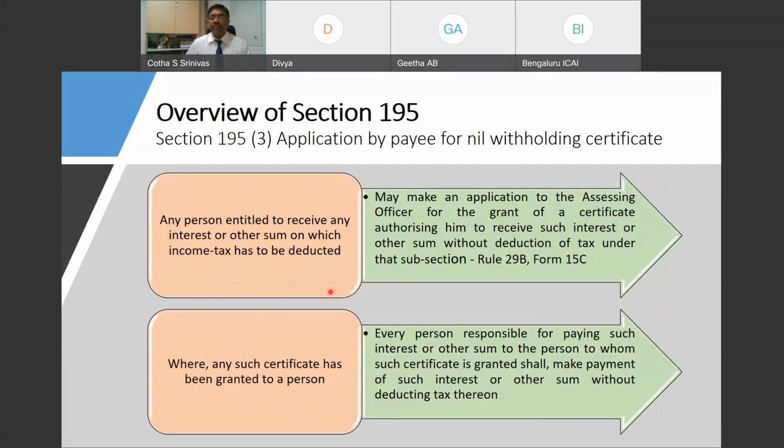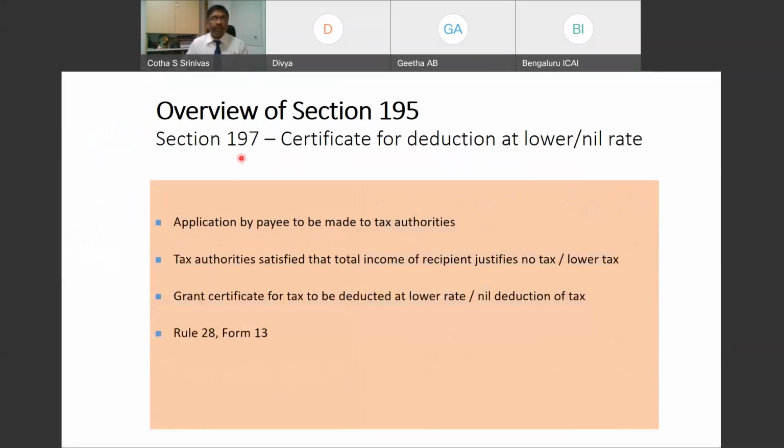Then 195(3) is a situation where the non-resident feels the entire sum that has been received is not income in his hands, so he can claim a nil withholding certificate. He can apply for a nil withholding certificate under section 195(3). Then 197 also says either nil or lower deduction of TDS, a payee can apply.